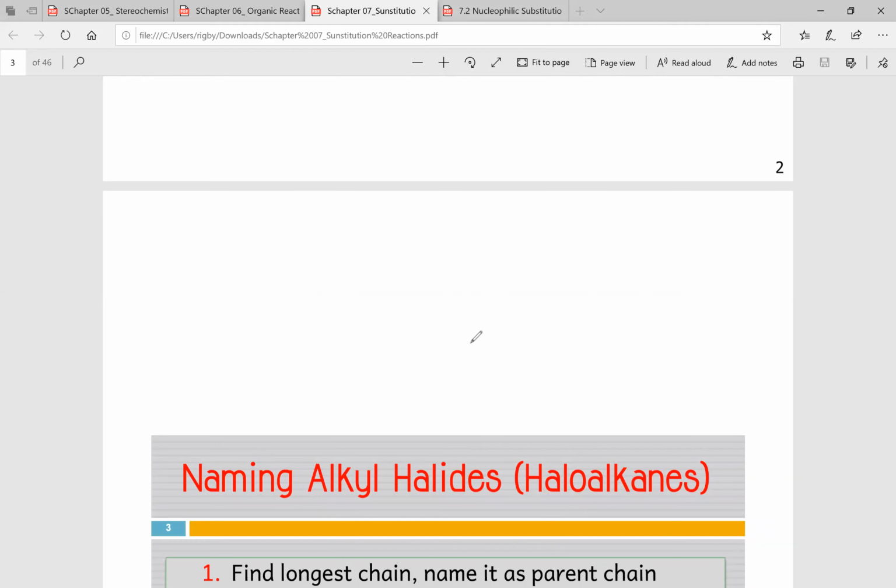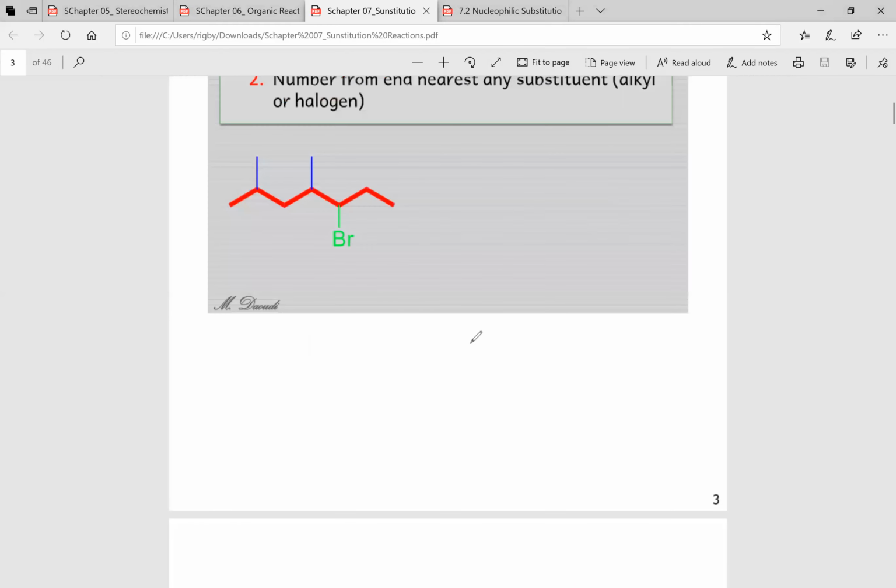When we're talking about naming alkyl halides, they're super easy. All we do is the same thing that we were doing before, where we number our parent chain 1, 2, 3, 4, 5, 6. We see where our substituent, in this case a halogen, is on our parent chain. In this case it'd be 3. I think I numbered the wrong way, but just bear with me. So it'd be 3, and then all we do is we say 3-bromo, or 3-iodo, or 3-fluoro, or 3-chloro.